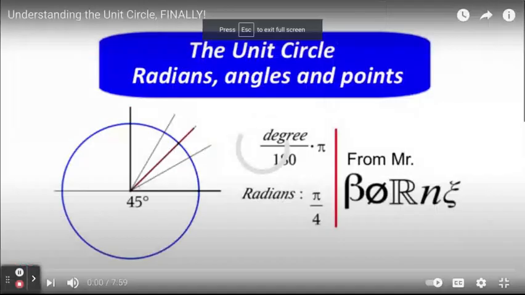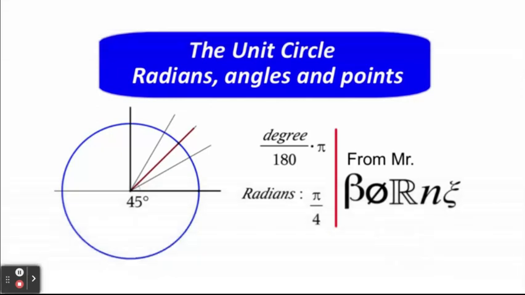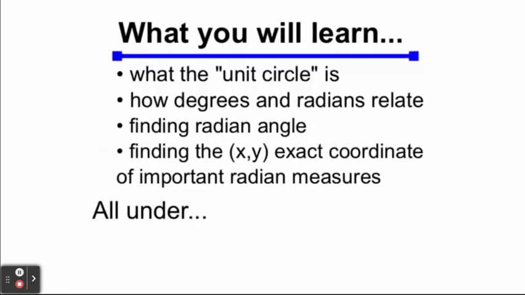Hi everybody, this is Mr. Bourne from Minnesota and his trusty cat. This tutorial will be on the unit circle, radians, angles, and points. Now if you want to learn this fast, this is the tutorial to watch. What you will learn: what the unit circle is, how degrees and radians relate, finding radian measure, and finding the XY exact coordinates of important radian measures, all under 8 minutes.